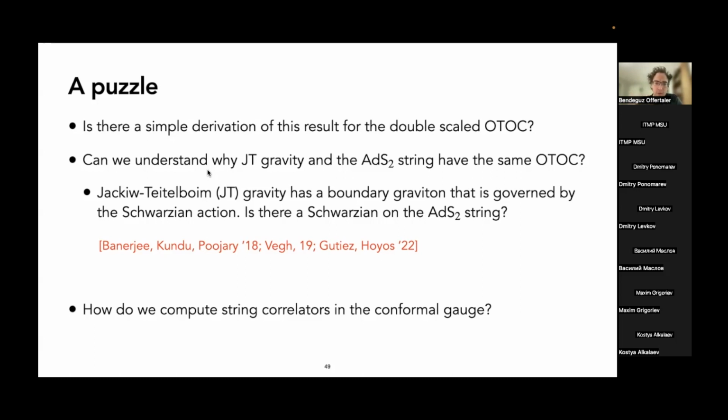Finally, in the course of trying to better understand this second bullet point, we ended up addressing an orthogonal but also interesting question, which is how to compute string correlators in the conformal gauge. We saw them in static gauge. In conformal gauge, naively, one might think that the transverse modes are non-interacting and might therefore wonder how there can be non-trivial correlators. But it turns out that the boundary reparametrization mode mediates the interactions of the transverse modes.